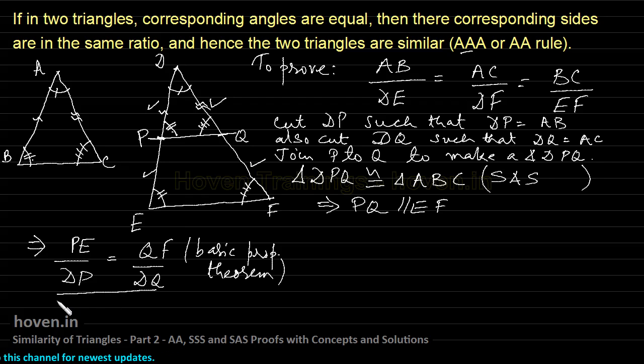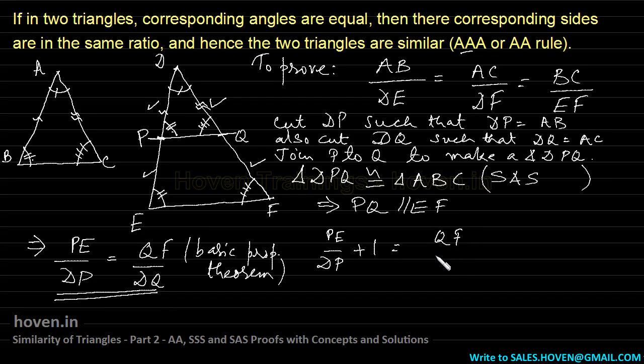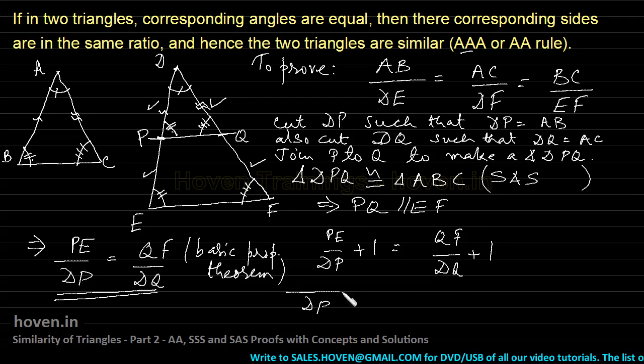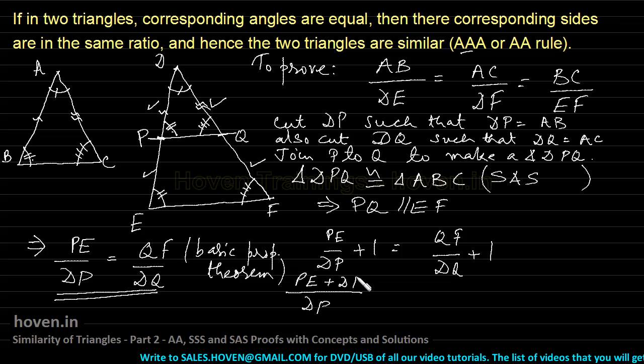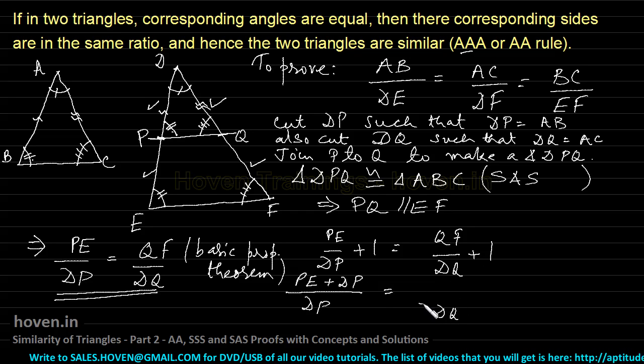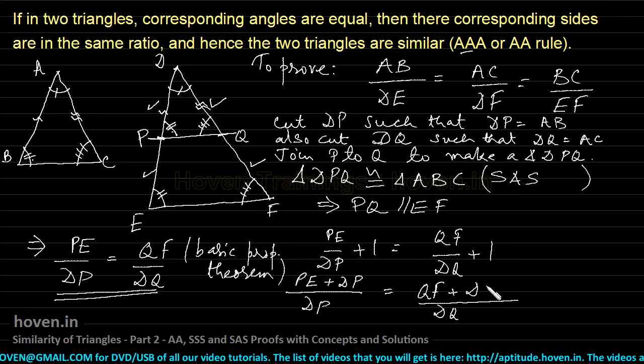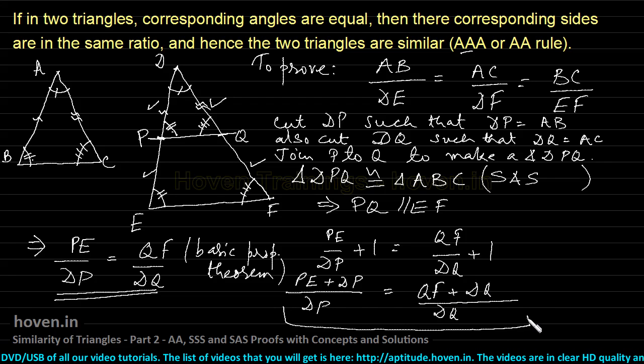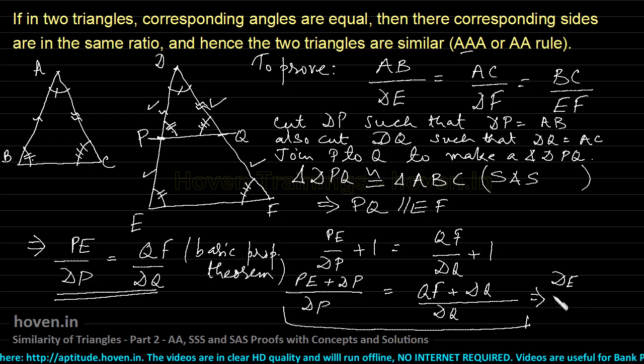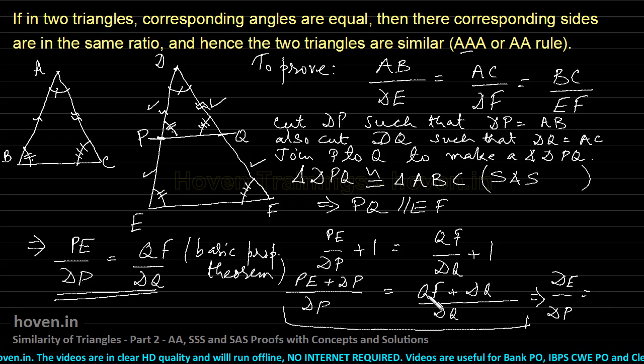Next, add 1 to both sides of this equation. You will understand why I am adding 1. Let me first add it. Plus 1 should be equal to QF by DQ plus 1. Let us take DP as the LCM. This becomes PE plus DP, and on this side we can take DQ as the LCM. It becomes QF plus DQ. Which implies PE plus DP. PE plus DP will be the same as DE. So we can say DE by DP is equal to QF plus DQ, and QF plus DQ is also DF, by DQ.